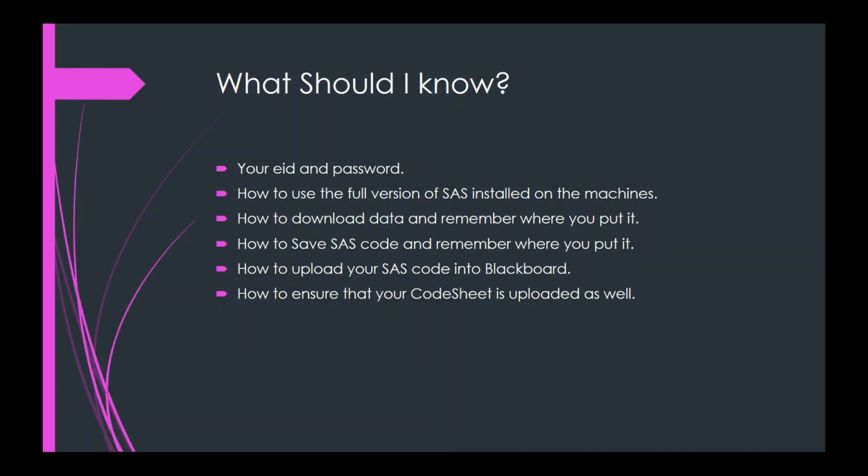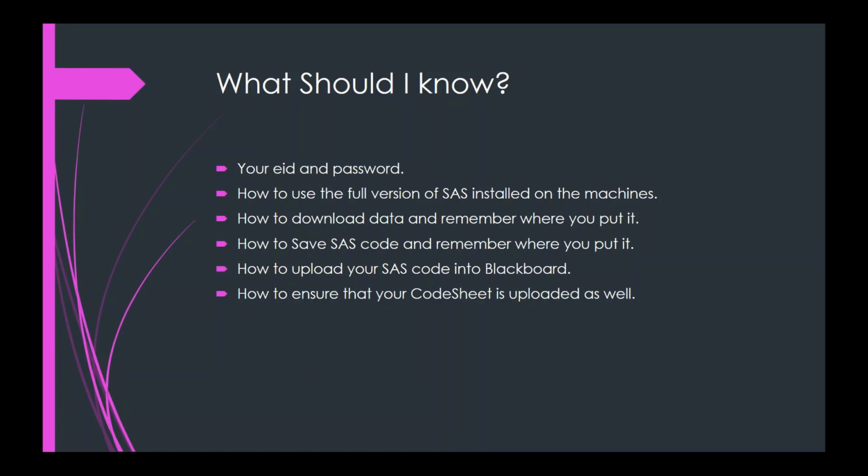Number 2, know how to use the full version of SAS, which is installed on the machines. A lot of students use the University Edition or some other version of SAS that they found somewhere on some server, and getting data in and out is a little bit different. So I would highly suggest you find a machine that it is installed on. If you're at VCU, you can go to Harris Hall 2126. There's a bunch of machines that are open that you can go and make sure you know how to do this. Know how to download data and remember where you put it.